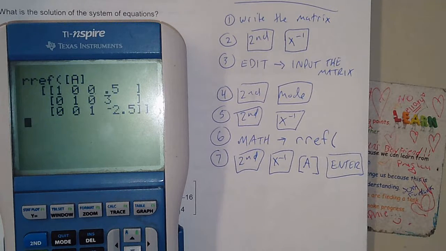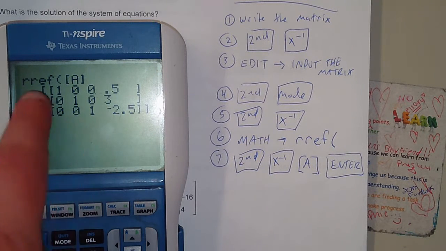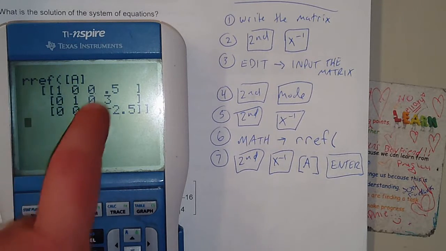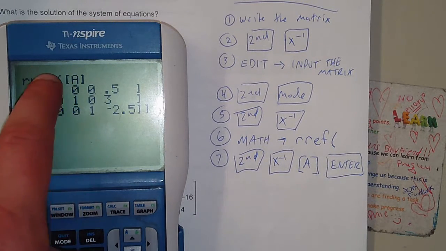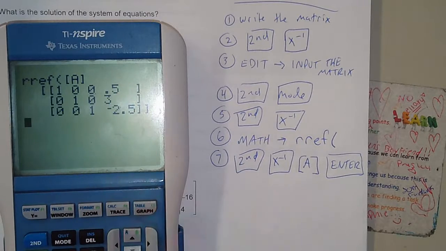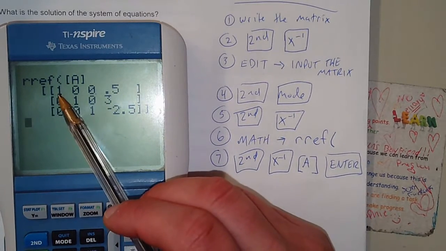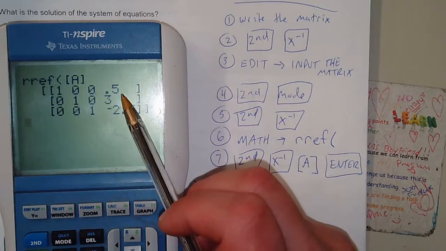What does this mean? So this is the reduced row echelon form where everything in these 9 boxes is going to always be either a 1 or a 0. You'll get nothing else here. And then the solution values are over here. So this is saying that 1x, no y's, no z's, is 0.5.